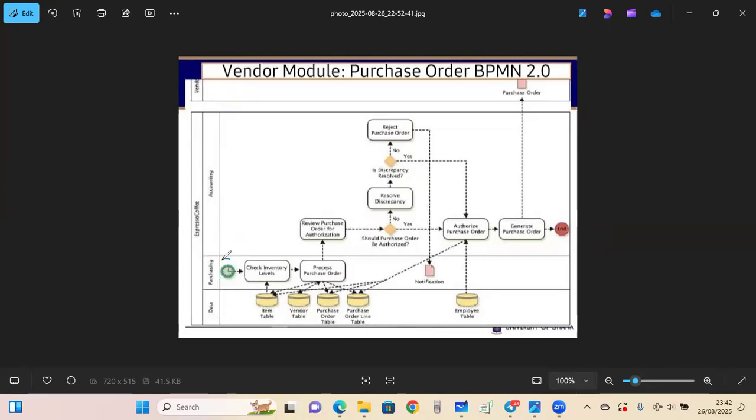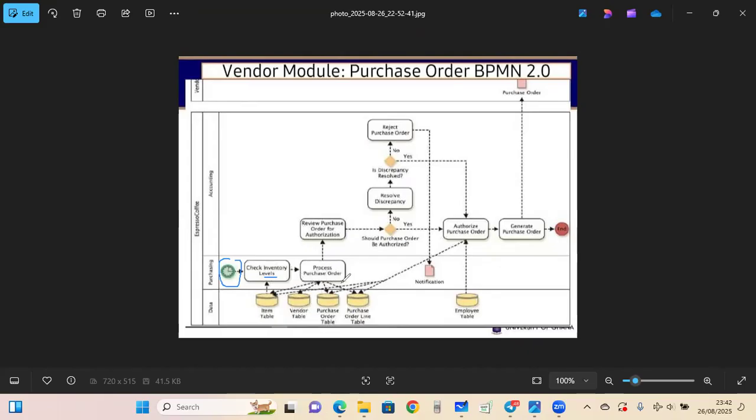Now, we can see that the process starts from the purchasing department. The purchasing department is going to check the inventory levels and see whether it is in stock or not. So now, look at it here. It will be checking from the item table whether some is there or some is not there. If some is not there, then they are going to process a purchase order, right?